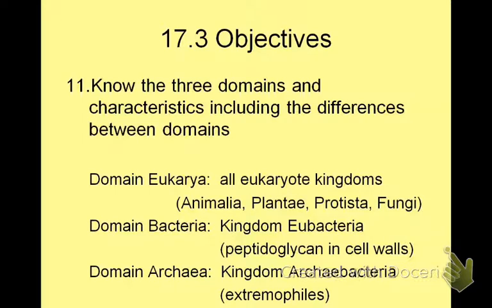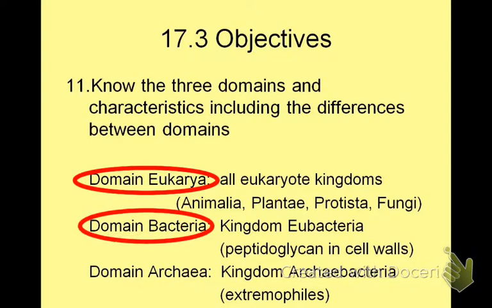Objective 11 is to know the three different domains and characteristics, including the differences between the domains. So these are the three domains right here: domain Eukarya, domain Bacteria, and domain Archaea. These are the three different domains, and how they're different is off to the side.